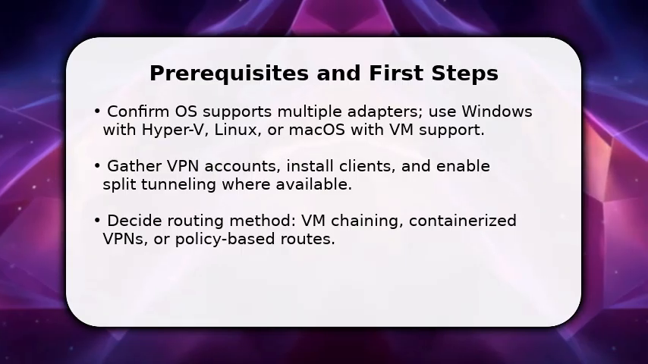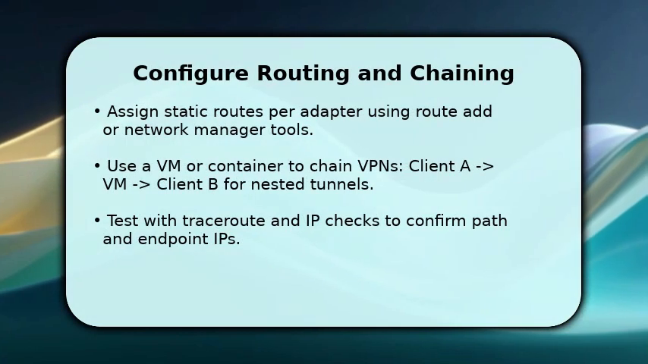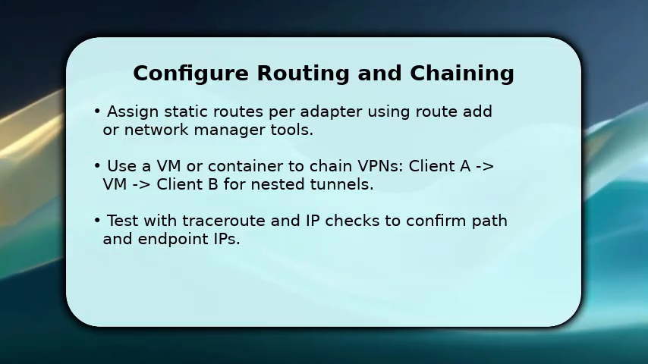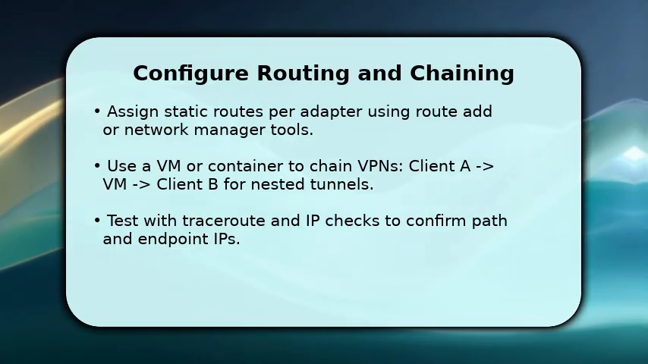Now you configure routing rules and optionally chain VPNs. On your host, add static routes that bind destination networks to specific adapters. Use Route Add on Windows or IP Route on Linux.